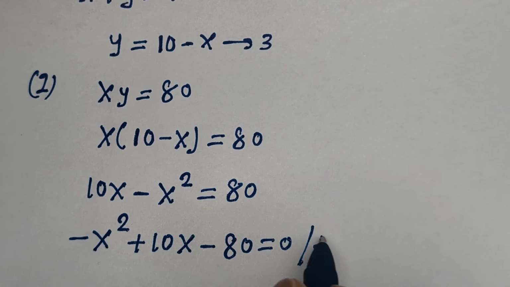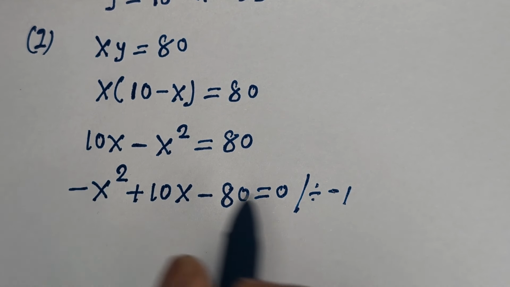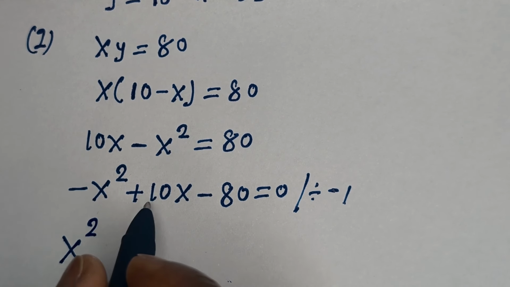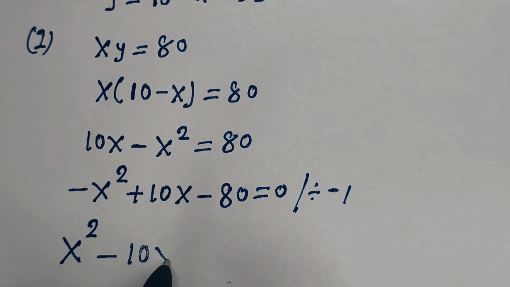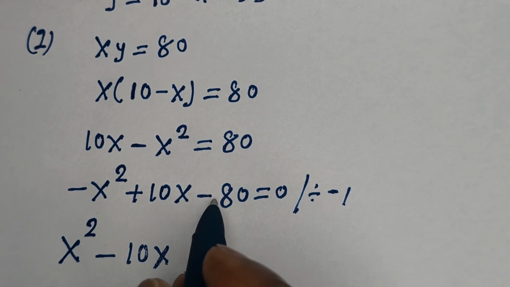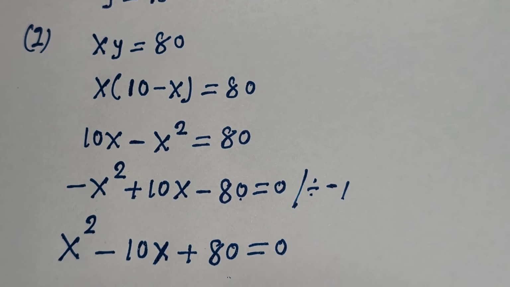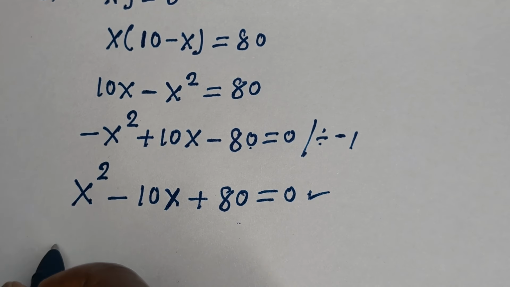Let us divide the whole of this equation by minus 1. Then minus x squared divided by minus 1 is x squared, plus 10x divided by minus 1 is minus 10x, then minus 80 divided by minus 1 is plus 80, is equal to 0. This is a quadratic equation which can be solved using the quadratic general formula.